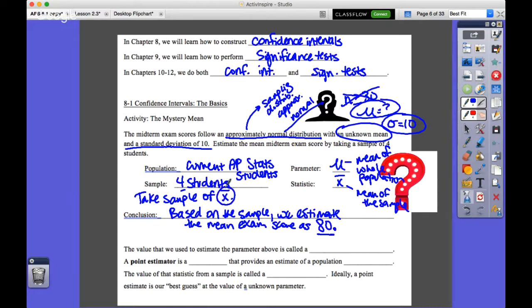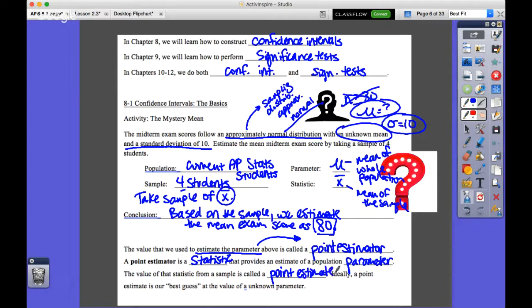So we've got x bar that's there. Now, this value that we use to estimate this parameter, we call a point estimator. Again, it is not fact that the mean score of my population is 80. But we estimate this parameter, and we call that our point estimator. Now, what is a point estimator? Remember, it is a statistic, because it's taken from my sample. So it's a statistic that provides an estimate of a population parameter. So the value of this, the 80, is a statistic because it's drawn from my sample. Don't forget, though, 80 is a statistic. The sample is the 4 students. See the difference there? All right, next part. The value of that statistic from a sample, we call a point estimate.